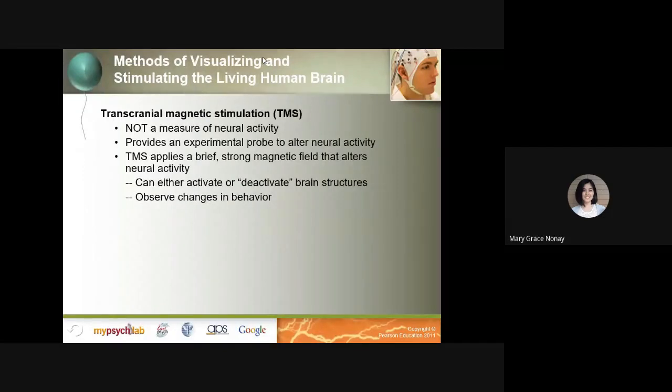And we also have the transcranial magnetic stimulation. So, it's not a measure of neural activity, okay? But it provides an experimental probe to alter neural activity. TMS applies a brief, strong magnetic field that alters neural activity. So it can activate or deactivate brain structures. And we can use that to observe changes in behavior. Okay.